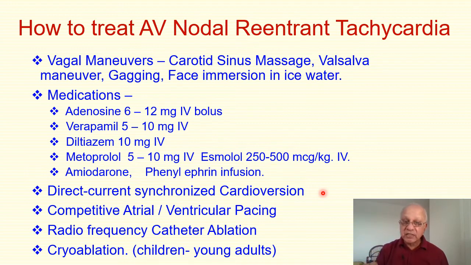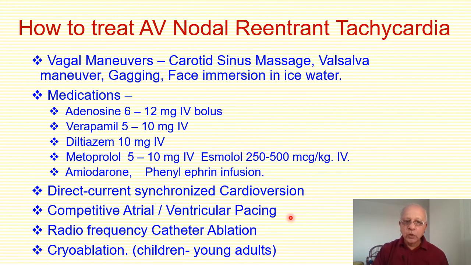But if the patient comes with significant hemodynamic abnormality, like a fall of blood pressure, and the patient is almost stuporous or something like that, you don't wait for anything. You straight away go and give a direct current synchronized cardioversion under, of course, anesthesia with something like midazolam.